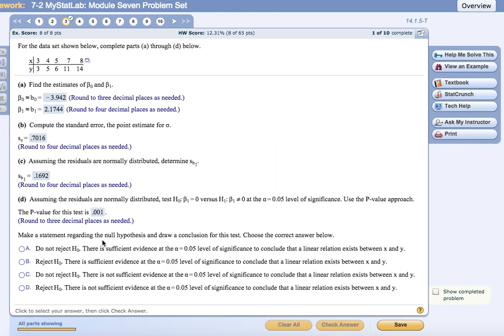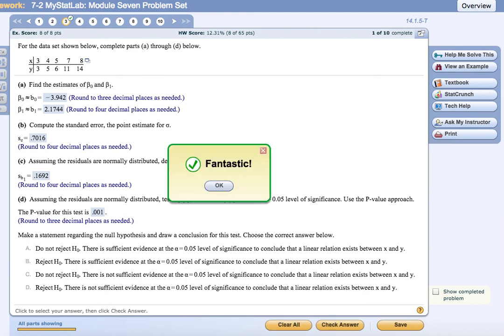And then we're asked to make a statement regarding the null and draw a conclusion. So here, we know this is way down in the tail. It's way past 0.05. This is way smaller, and so we would reject. So let's see, reject the null. There is sufficient evidence at the 0.05 level of significance to conclude that a linear relation exists. So I'm going to choose that and see what, perfect.